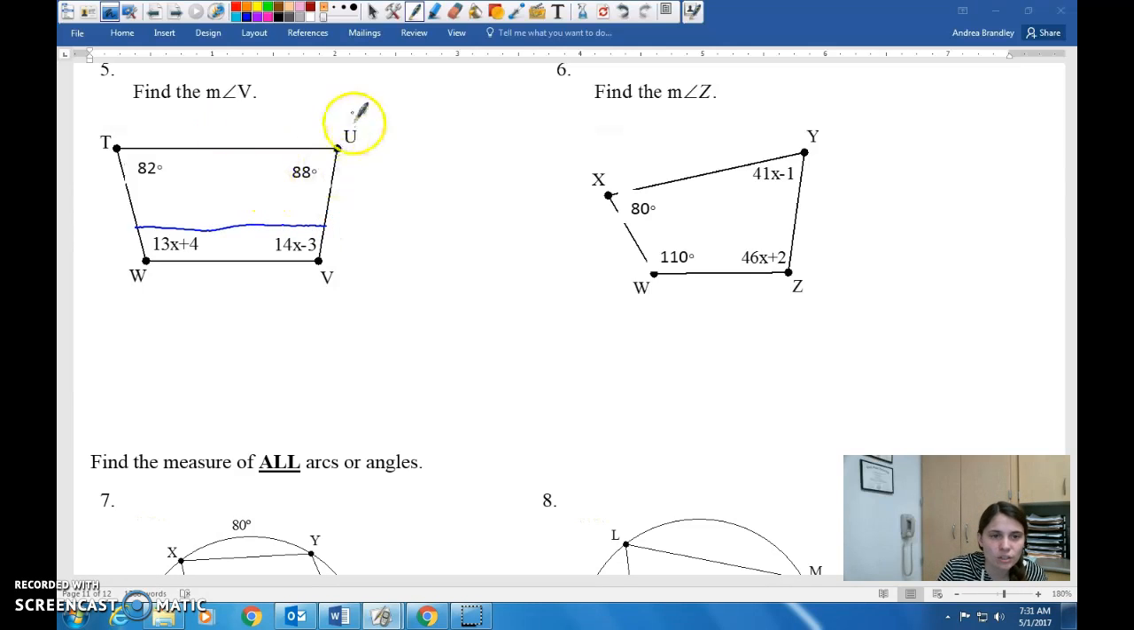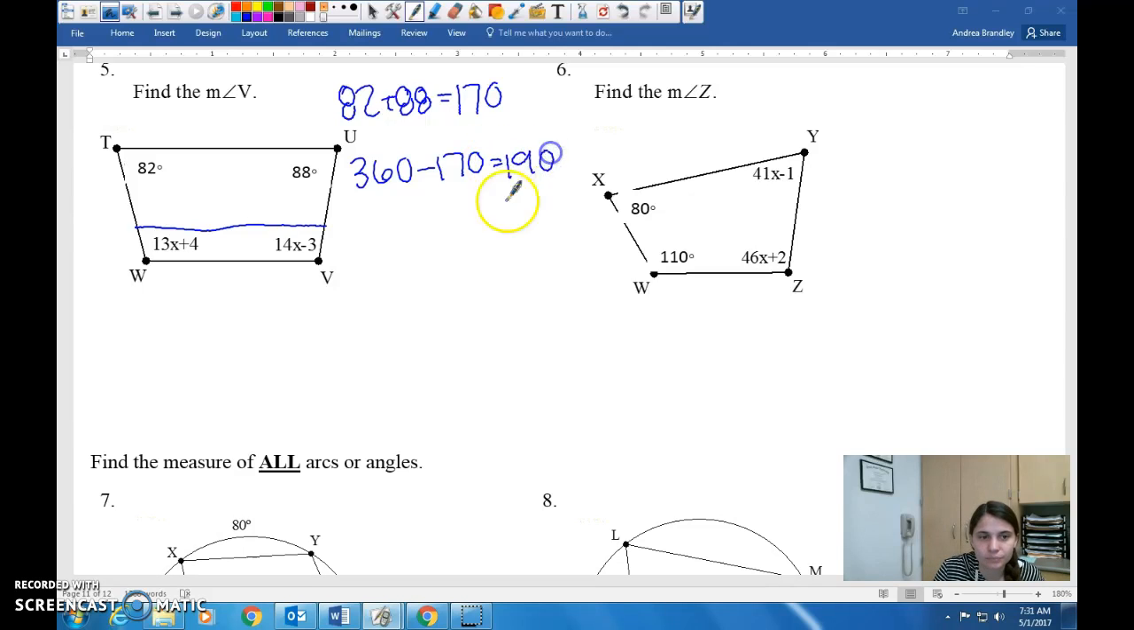So if I do 82 plus 88, that gives me 170. And if I do 360 minus 170, that's equal to 190. So these two angles together equal 190 degrees.